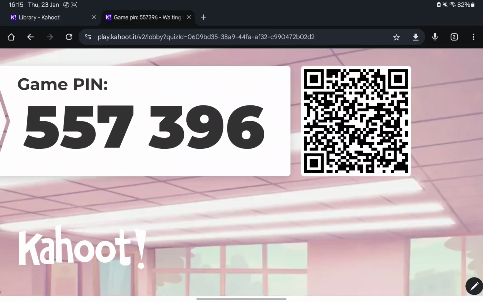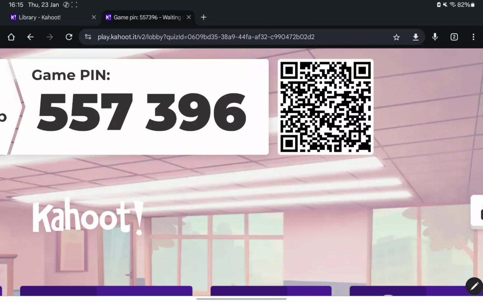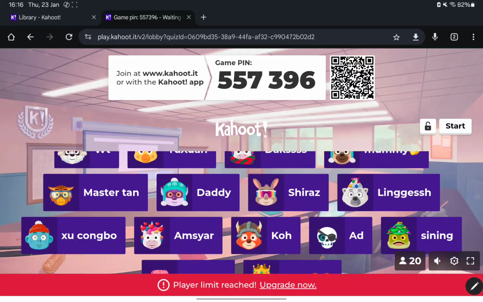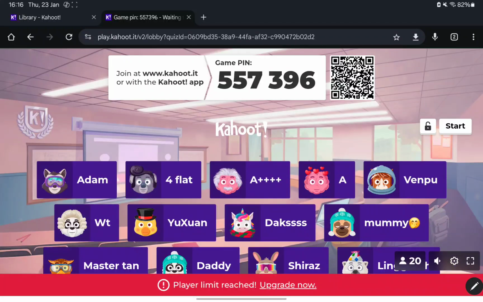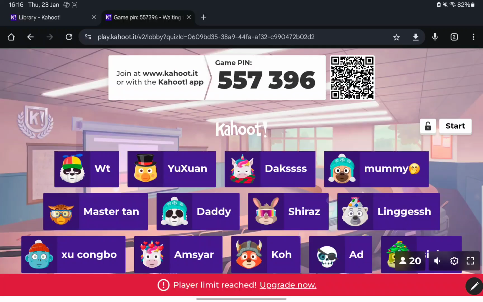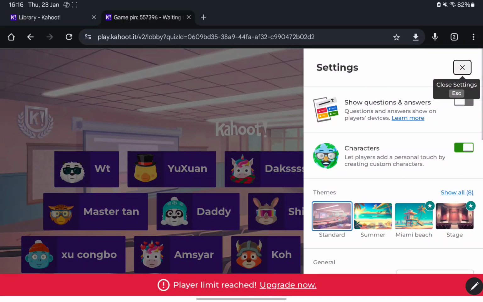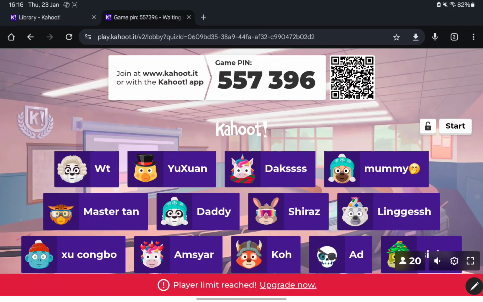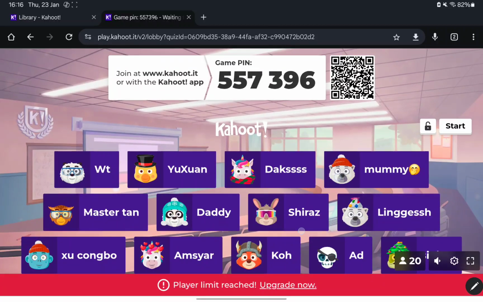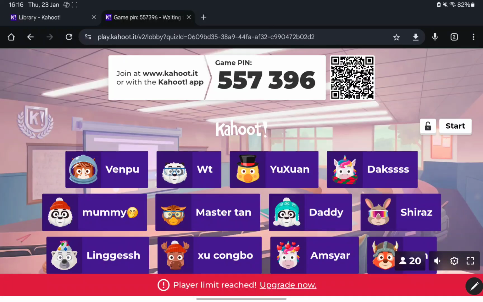Or pin number? Cannot join, why? Full. How many is the max? It tells me to upgrade now. Oh, 20 is the maximum limit. Player limit has been reached. Oh, okay, I apologize. It seems that only 20 can join. So the early birds will get to try. I didn't know that there's a limit. So the others, you can just tag along. Okay, shall I start now? Okay, let's start.